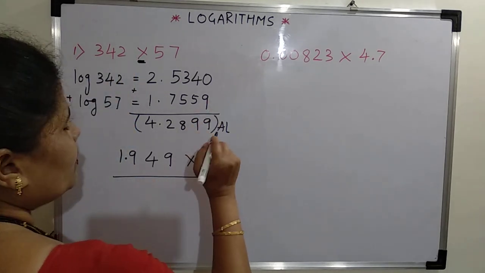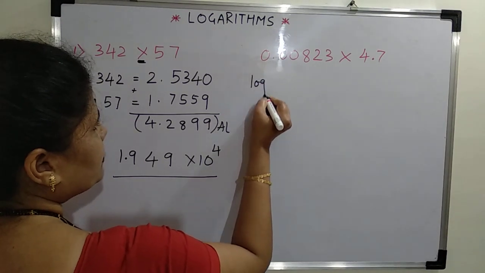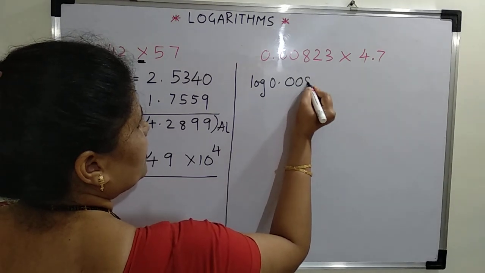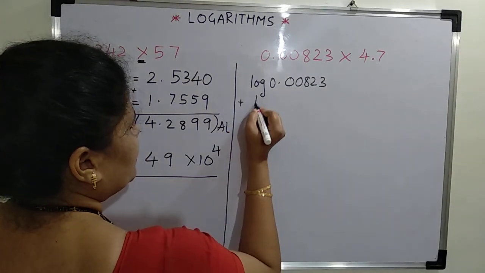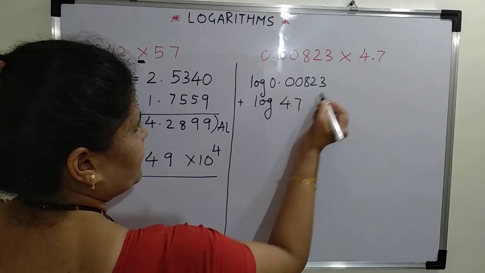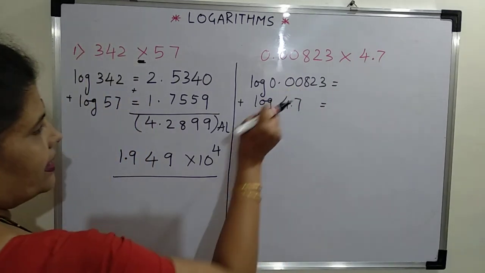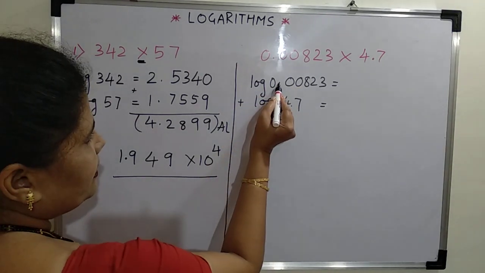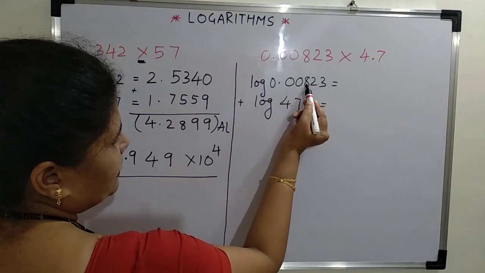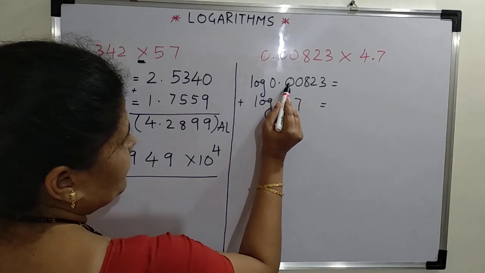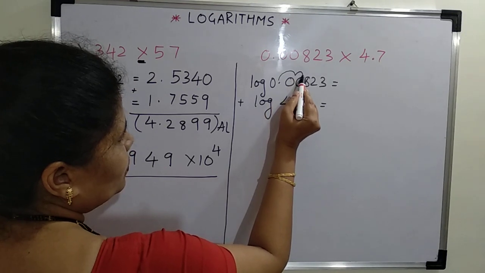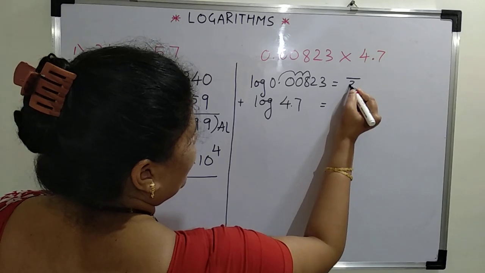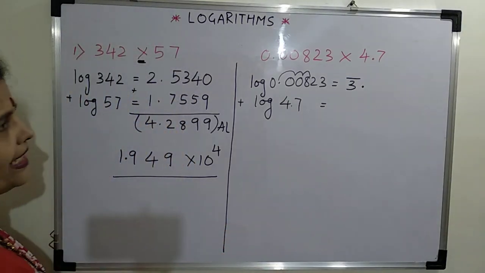Let us try for this now. This will be log 0.00823 plus log of 4.7. Quite interesting, students. If I see this, there is a decimal here and then zeros. What you have to do is bring this decimal here after the first digit of that number. So I'll shift this 1, 2, 3. As I am shifting in this direction, here the characteristic will be bar 3 point. Bar 3 means negative, students.